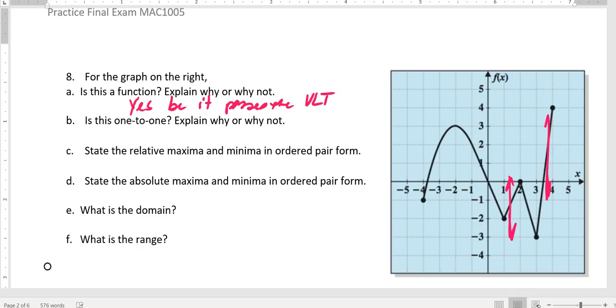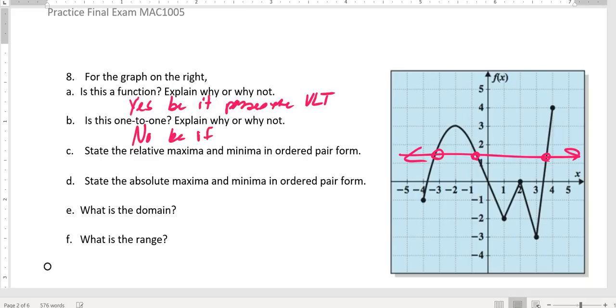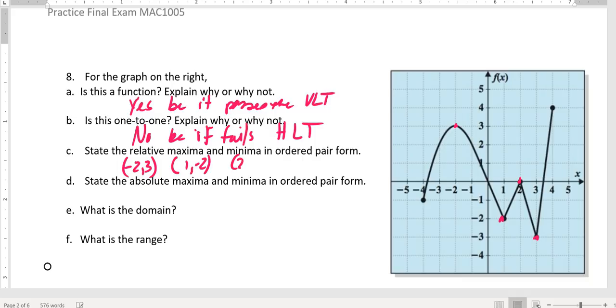Okay, now let's check 1 to 1. Well, this one's easy because we're just going to check the horizontal line test. So you can see it passes 3 places. So it is not 1 to 1 because it fails the horizontal line test. Then it says state the relative maxima and minima. Well, we're just looking for the highs and the lows, the peaks and the valleys. There's one there, one there, one there, and one there. Okay, so we're going to say -3, 1, -2, 2, 0, and 3, -3.